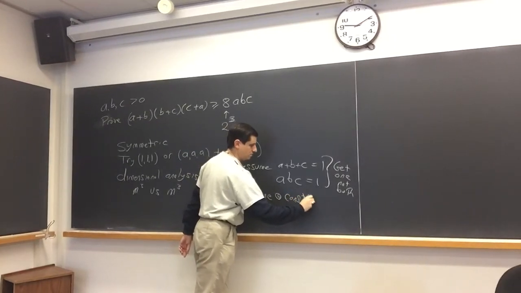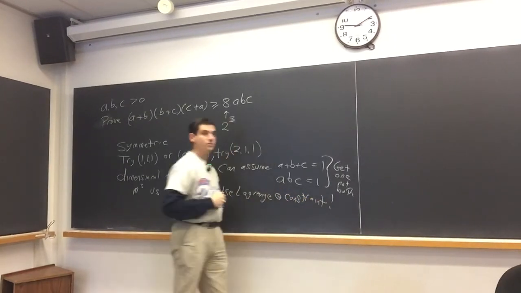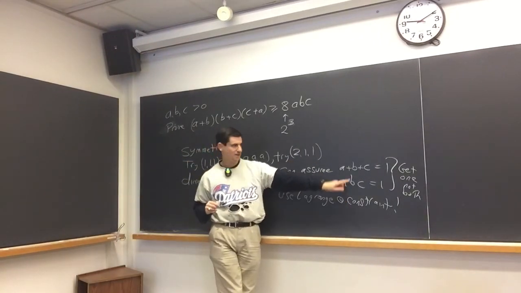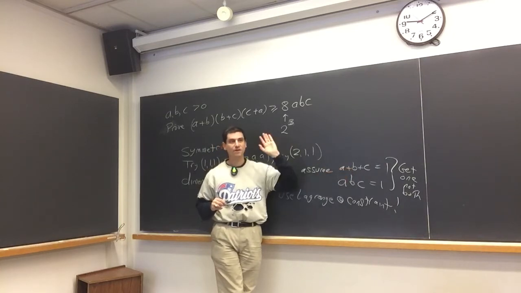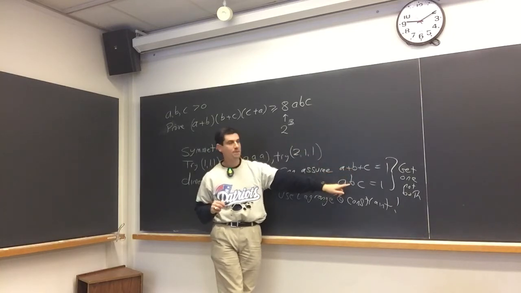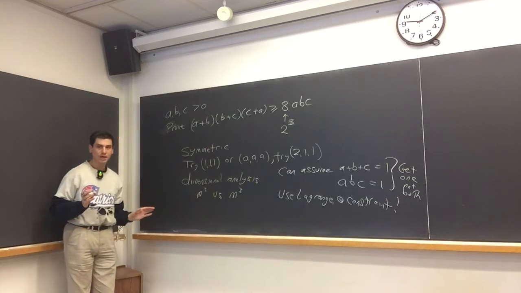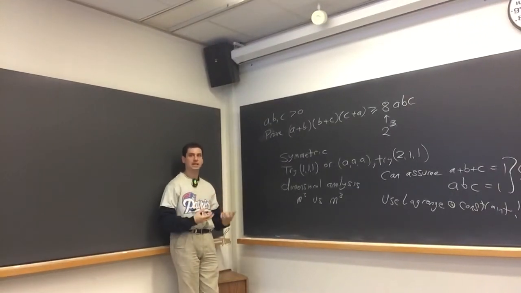So we could use Lagrange multipliers with a constraint. And then which constraint do you think is better? A plus B plus C equals 1, and then when you take the derivatives, your gradient vector is going to be 1, 1, 1, or ABC equals 1. So for Lagrange multipliers, I think A plus B plus C equals 1. Again, I have not done this problem, but this is just how I would attack something like this.